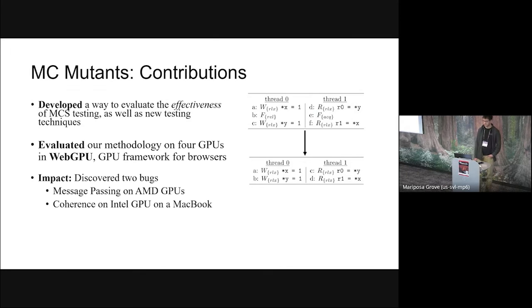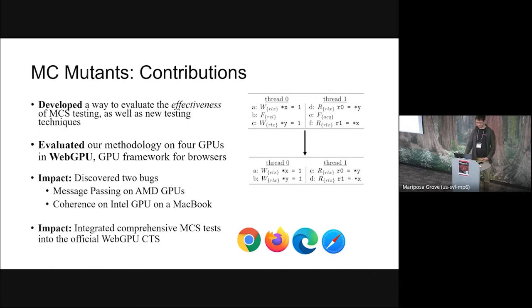In impact, we actually discovered several bugs. We discovered an actual bug in AMD compilers where they were mistranslating their fences. So if you tried to use release acquire fences on AMD GPUs, it wasn't working correctly. And so they fixed that bug. We also found a coherency issue on Intel GPUs that were running on MacBooks, which we reported to Apple. That was similar to this test, but uses 1 memory location instead of 2.